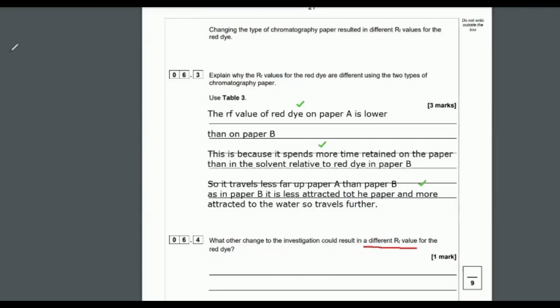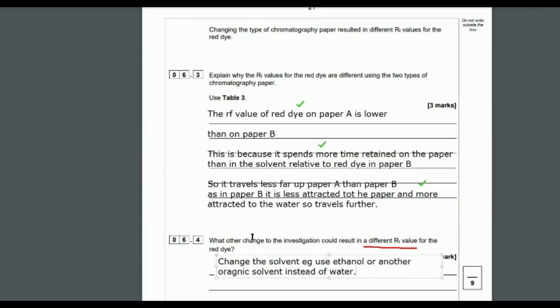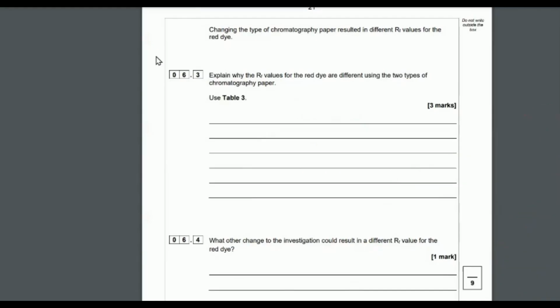Right, 5.4, the last bit. What other change to the investigation could result in a different RF value? So of course, if you want to make the red dye or yellow dye move different distances, just change the solvent. You could use ethanol or a ketone like propanone. You could use propanone or ethanol, and it will move different distances depending on its attraction to those solvents or its solubility in those solvents. All right, let's move on.